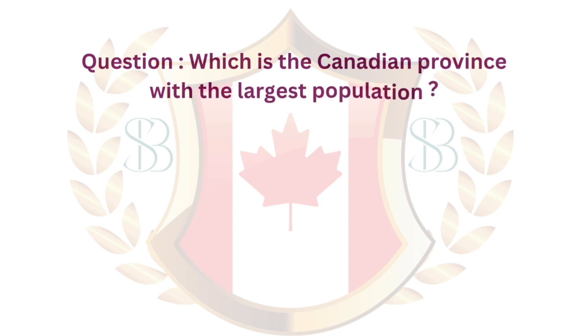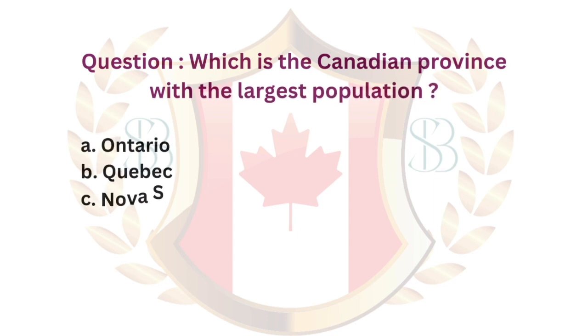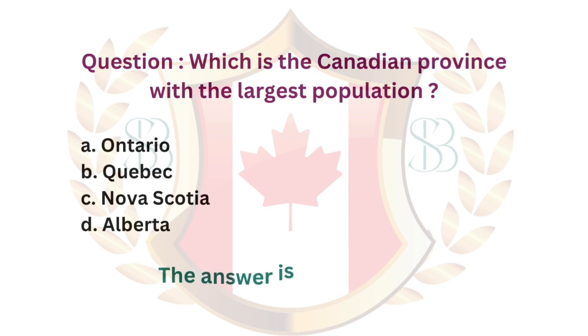Question. Which is the Canadian province with the largest population? A. Ontario. B. Quebec. C. Nova Scotia. D. Alberta. The answer is A. Ontario.